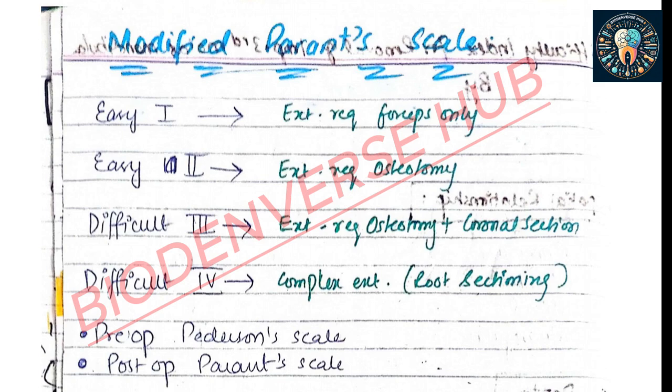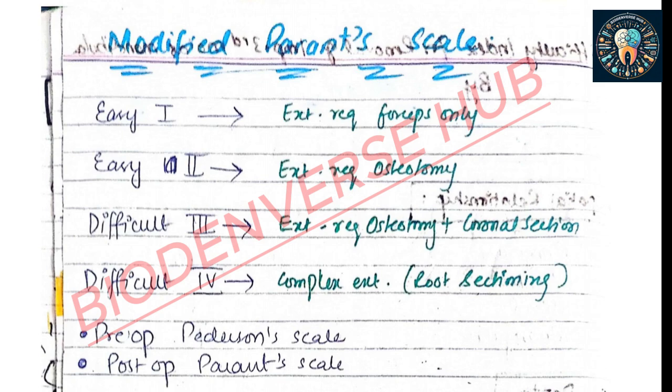After that, we have the difficult 4, that is the complex extraction, the most difficult of all, in which you have to do the osteotomy as well, and you have to section the root as well. So this was the modified Parant scale.